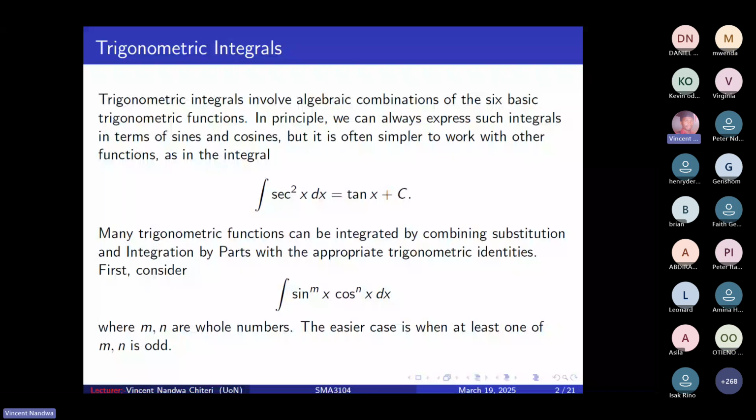Good. So we give the first example to evaluate the integral of sine power 3x dx. So when the power of the sine function is an odd number, you split that function as a product of two. So sine power 3 is split as sine squared and a sine function.